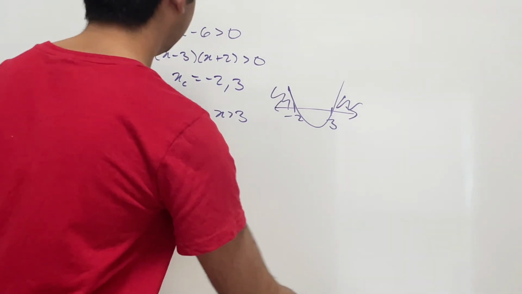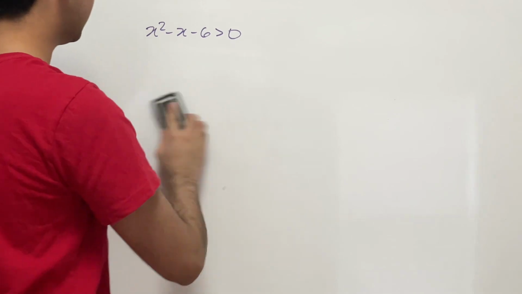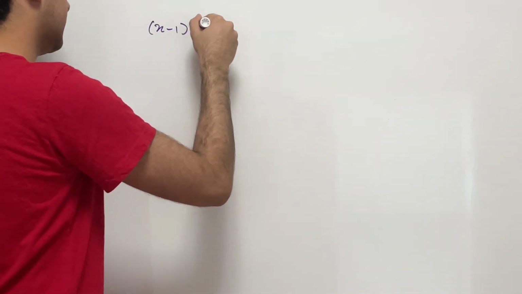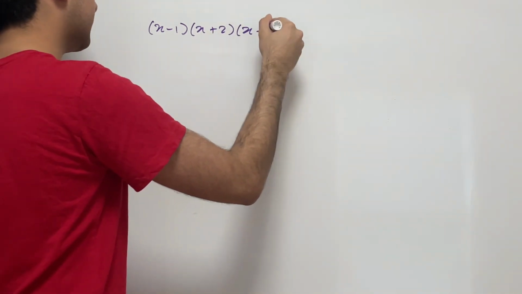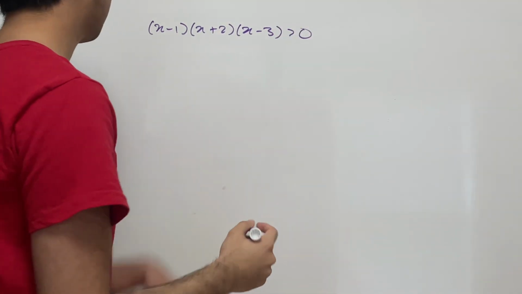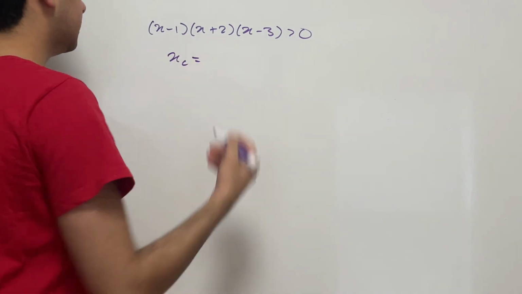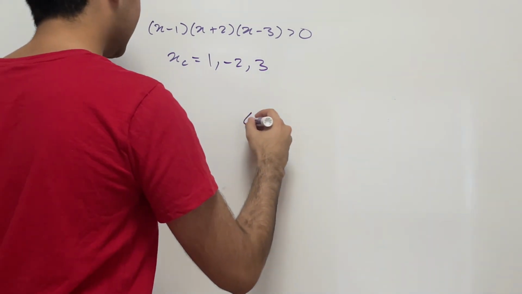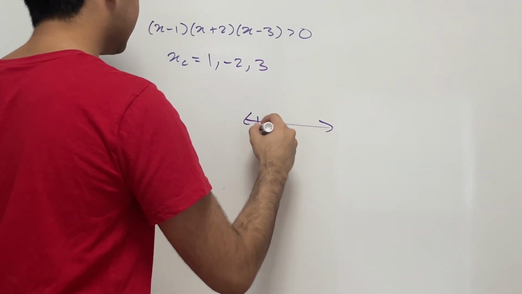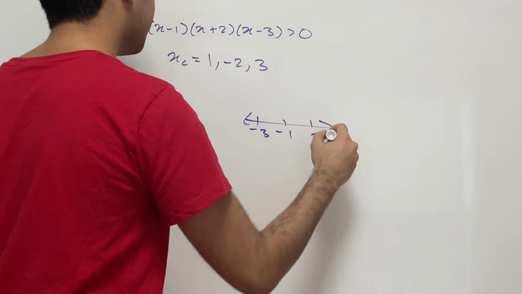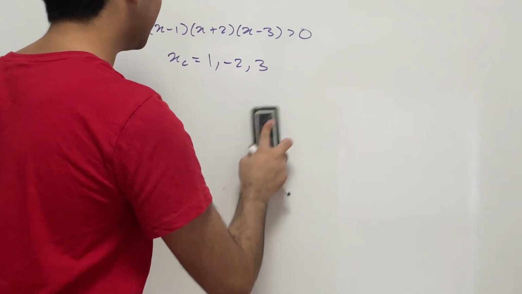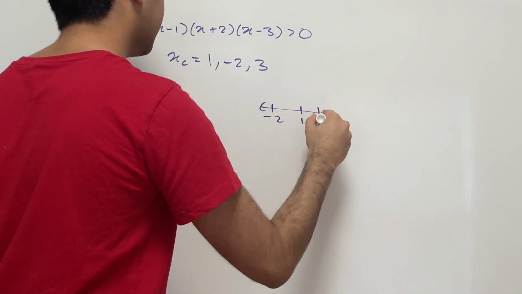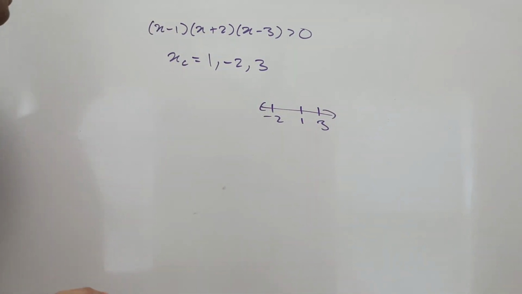What can I say? If you have something more complicated, like x minus 1 times x plus 2 times x minus 3, and that's just greater than 0. Find critical values. So xc is equal to, let's see, 1, minus 2, 3. Just slap that up on an x-axis. Wait, what am I doing? Okay, x-axis, minus 2, 1, 3. Alright, minus 2, 1, 3.